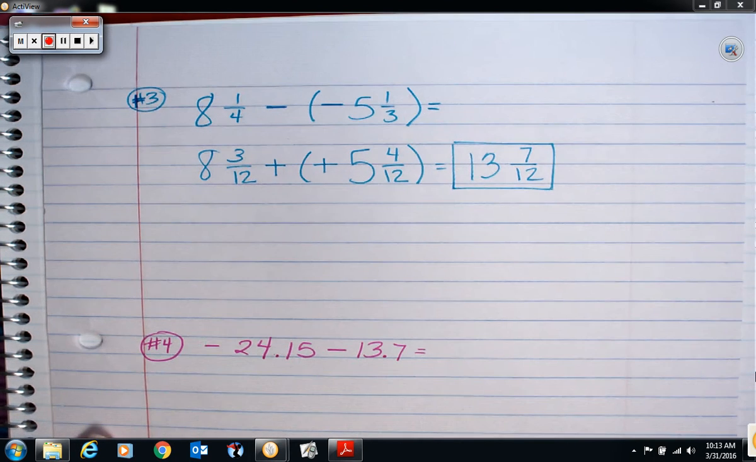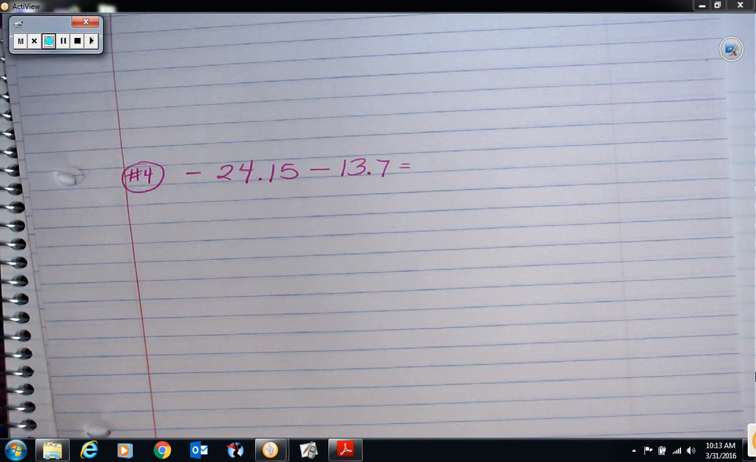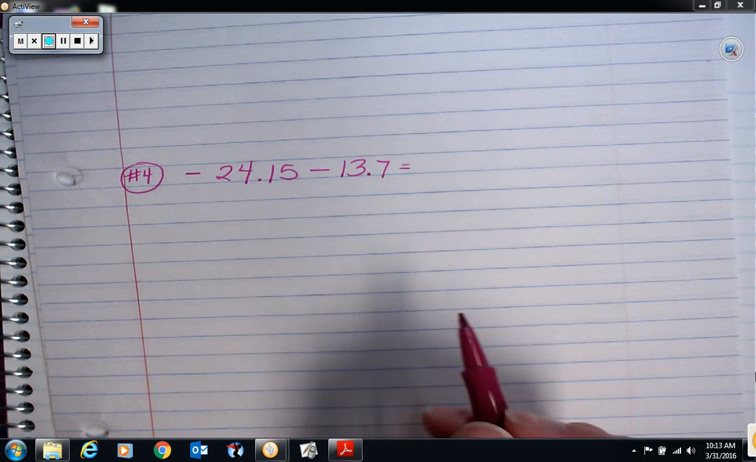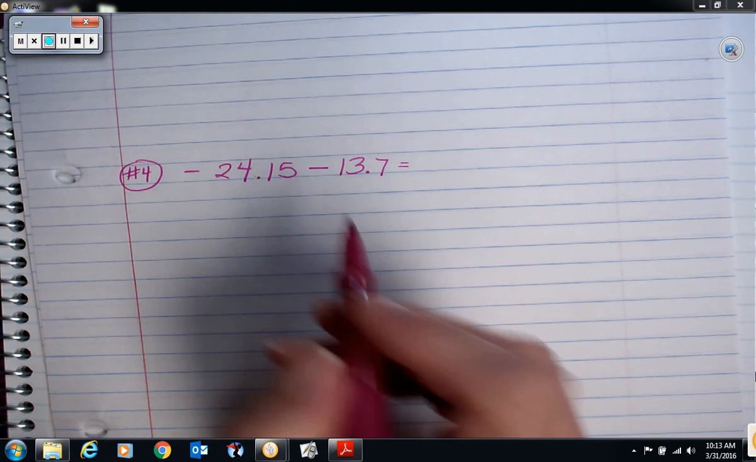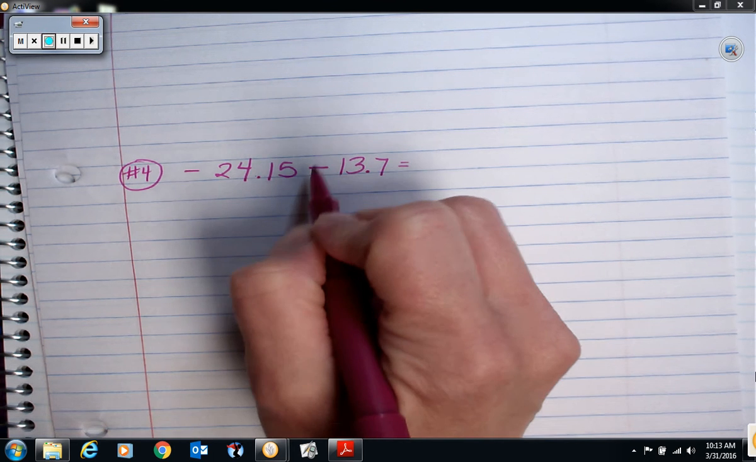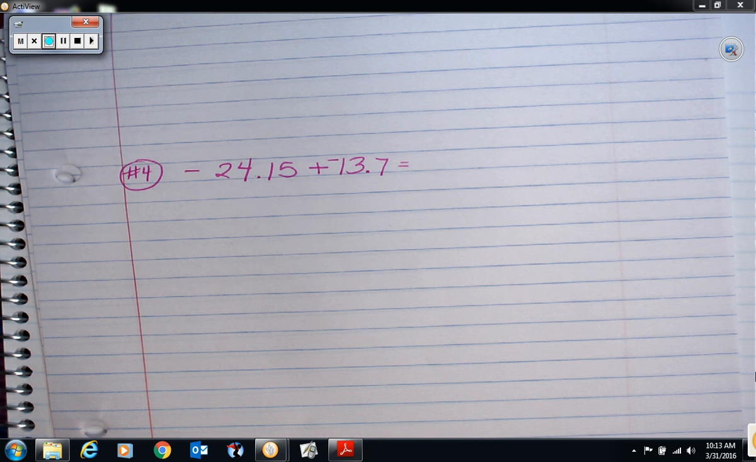And let's try number 4. Number 4 was subtracting integers, a negative and a positive. So I first need to think about my rules for integers on this one. Instead of subtracting a positive 13.7, I can change that to adding a negative 13 and 7/10.